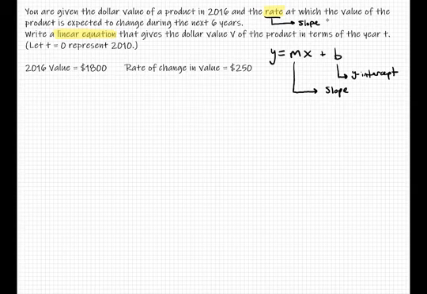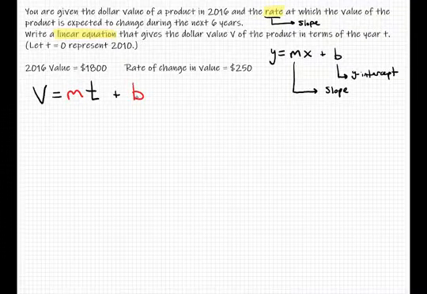That's it. Okay, so now, we're not using x and y in this problem. We're using v and t. So instead of y equals mx plus b, let's say v equals m times t plus b. Now I'm putting the m and the b in red because those are the values we need to find. That's what this problem is basically asking us to do. What is the m? What is the b?